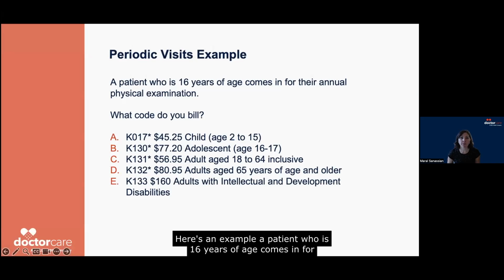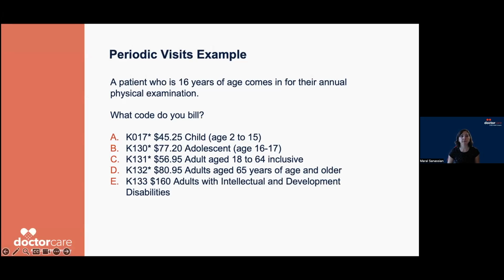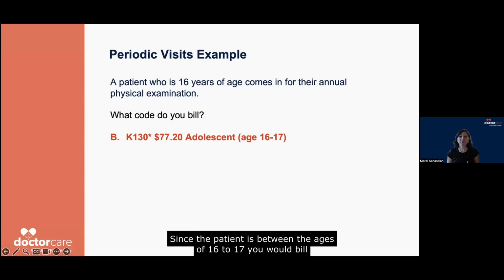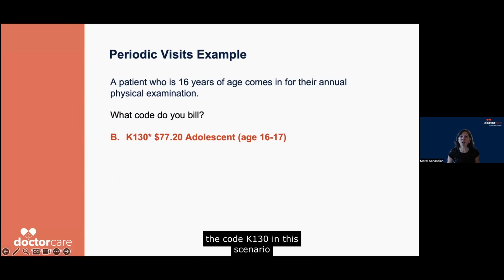Here's an example. A patient who is 16 years of age comes in for their annual physical examination. Which of these codes do you bill? Since the patient is between the ages of 16 to 17, you would bill the code K130 in this scenario.